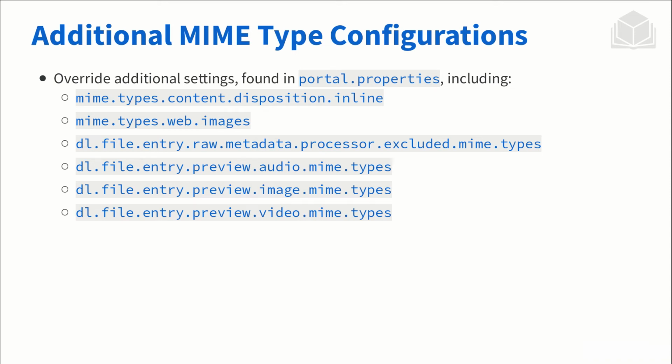Our upcoming exercise, I believe, if I'm not mistaken, will configure through the system settings. And, well, that's the preferable way. If we have both ways, you typically want to go through system settings. And you can see here the kind of MIME types that we can configure, the disposition inline settings. We can say, what do we consider images? And then we have the audio, image, and video MIME types.